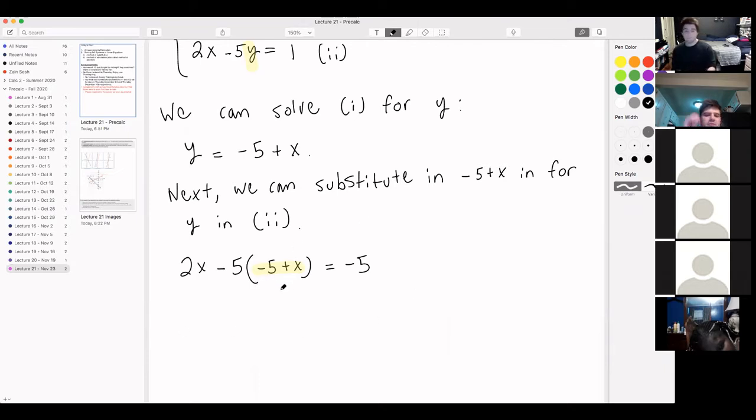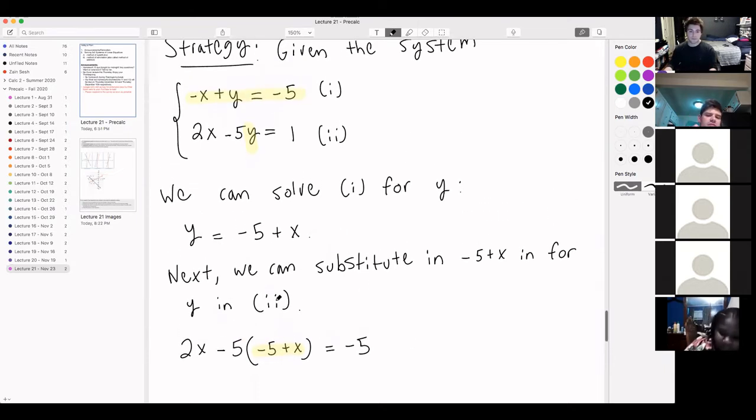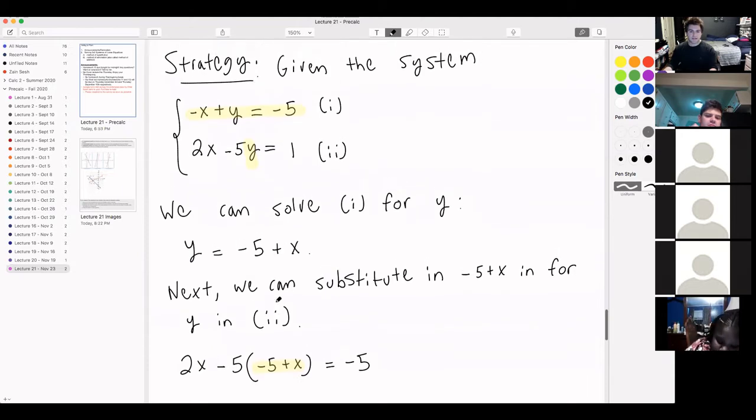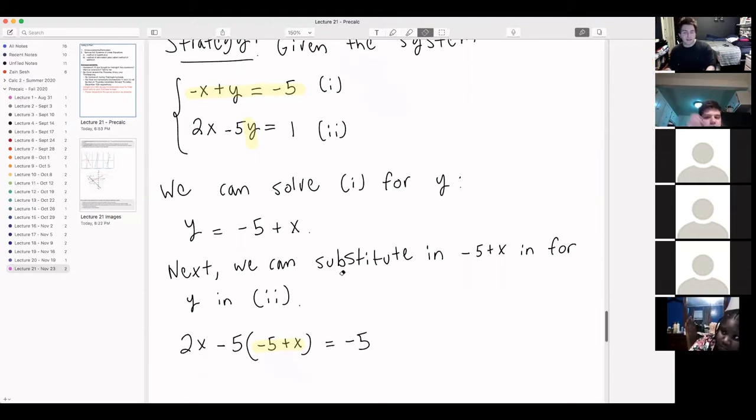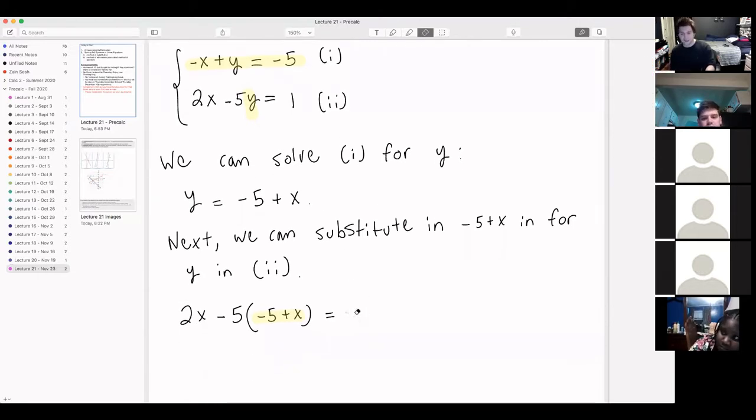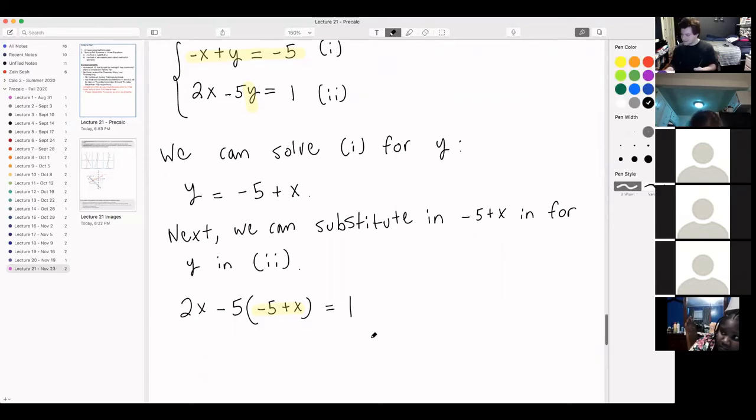Real quick, Professor Roberts, why would it be equal to negative 5? So I took this equation 1, the top guy, and I put it into y equals form. So that's negative 5, so I need to add x to both sides. Got it. But doesn't the second equation equal 1? You see what I'm saying? Oh, yes, it does. Yes, sorry. I didn't know what you were referring to. Yes, it does. I appreciate that. Yes. Good, good.